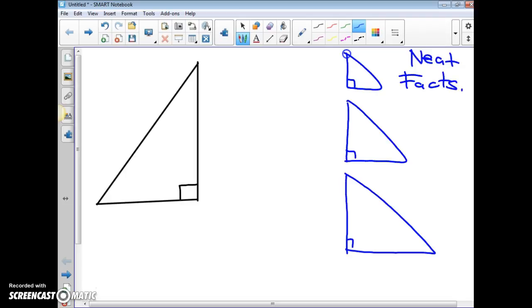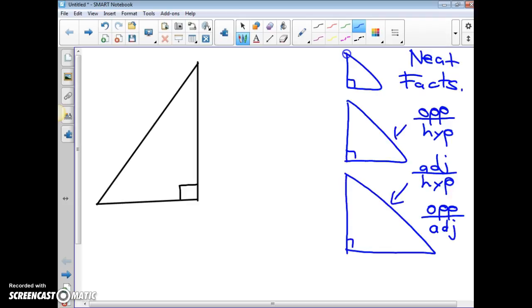They noticed that every time you looked at opposite over hypotenuse, adjacent over hypotenuse, and then opposite over adjacent, if I looked at all three of these ratios in this triangle, or the small triangle, they always end up being proportional. So looking at that, they noticed that these three ratios right here were very, very special.